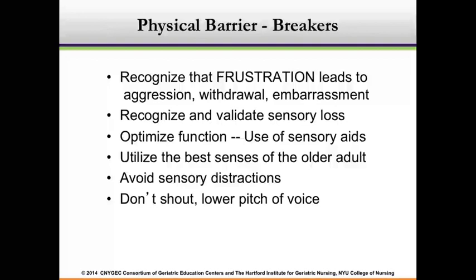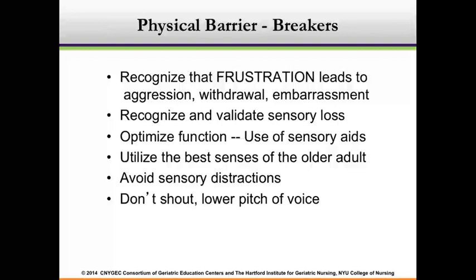And optimize the function. Are they wearing hearing aids? Are the hearing aids functioning? Do they need to change the batteries? Utilize the best senses of an older adult when you're talking with them. If they can't hear so well, then you focus on seeing. Give them more visual aids. If they can't see, then you give them more auditory input.